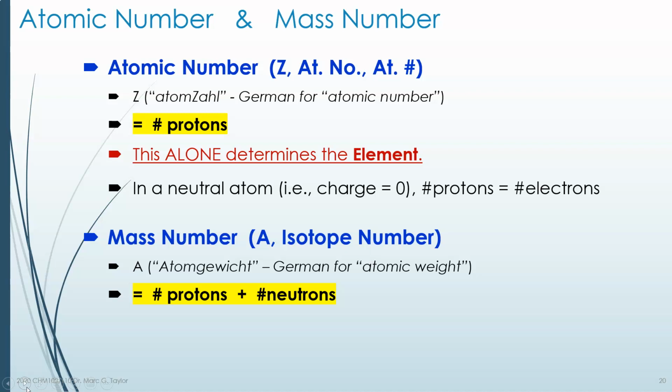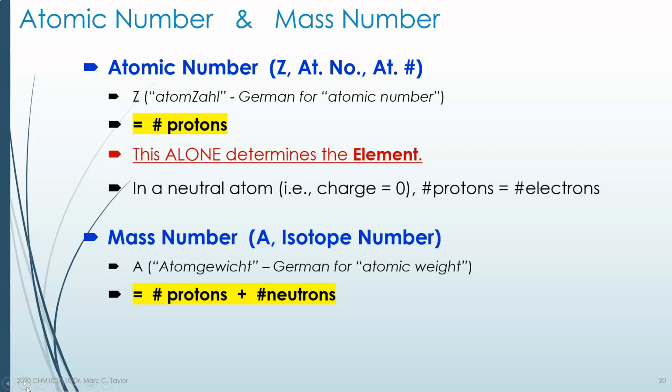The mass number is the other number that's important for each individual atom of any element. It's sometimes abbreviated A. It's also known as the isotope number. So you might have heard people say that this isotope of some element might be radioactive. Some are not, some are. Isotope number and mass number really mean the same thing.